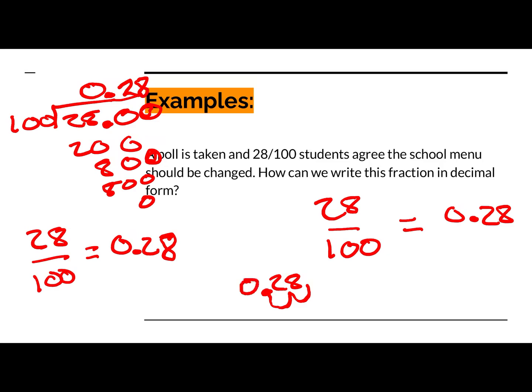Now if we were dividing by 1,000, we would move over 3 decimal places. If we were dividing by 10,000, we'd move over 4 decimal places. Basically, as many zeros as you have is how many places you move over.